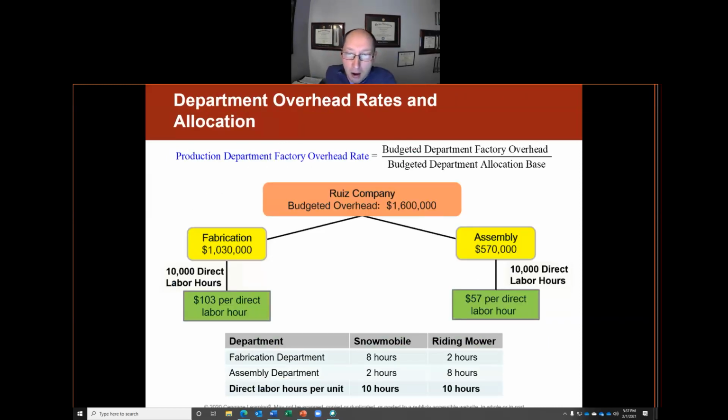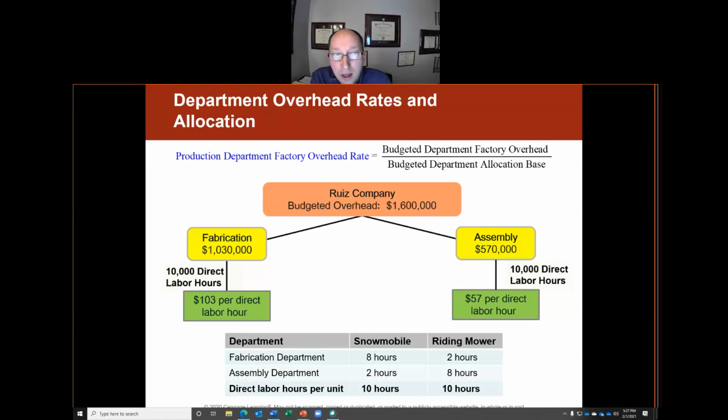So how do we come up with this? Well, you have your 1.6 million. We allocated 1,030,000 to fabrication and 570,000 to assembly. Remember, we budgeted 20,000 total direct labor hours for the year. So our company decided we're going to assign 10,000 labor hours to fabrication and 10,000 labor hours to assembly.